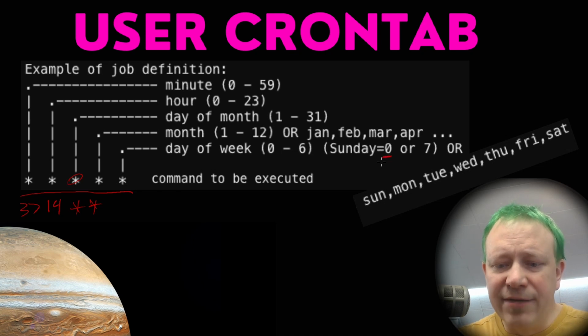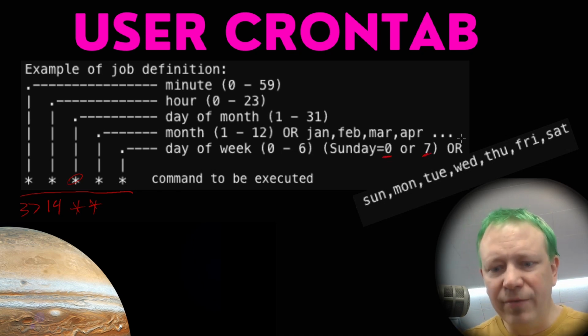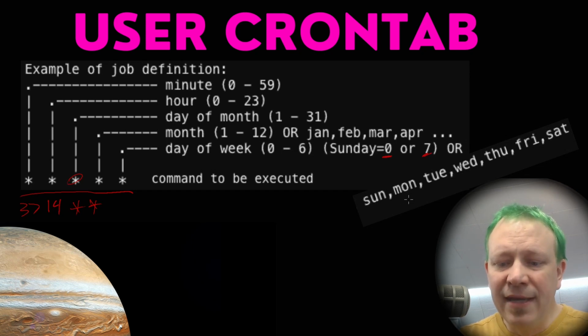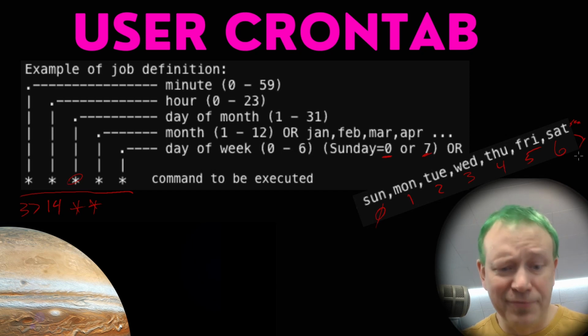And Sunday is 0. Sunday is also 7, which is annoying, but Sunday is 0. So that means Monday is 1, Tuesday is 2, Wednesday is 3, Thursday is 4, Friday is 5, Saturday is 6. And like I said, Sunday is 0, but Sunday is also 7 over here, if it wraps around for some reason.